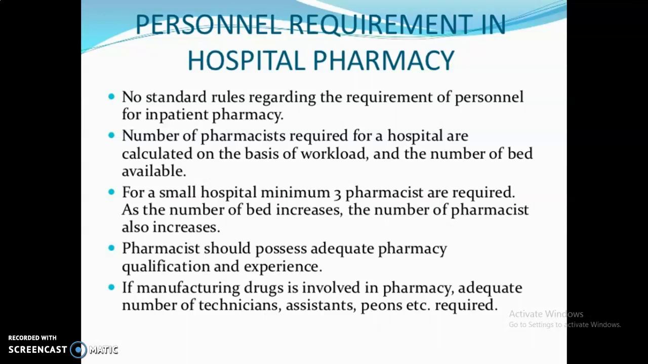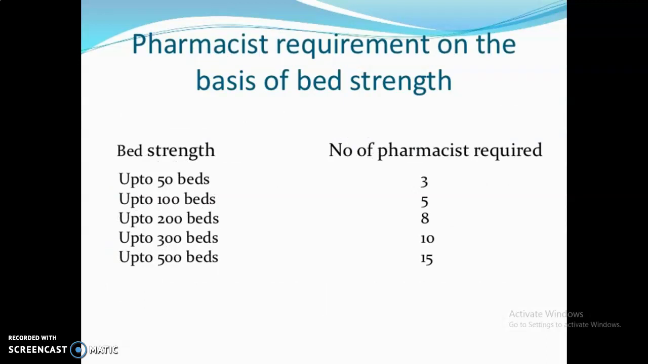As a rule of thumb, it can be said that there must be a minimum of 3 pharmacists in a very small hospital. For a 100-bed hospital, there can be 5 pharmacists. As the number of beds increases, the number of pharmacists also increases, but not proportionately. I will show you the chart. For 50 bed size, 3; 100 bed size, 5; 200 beds, 8; 300 beds, 10; 500 beds, 15 pharmacists are required.